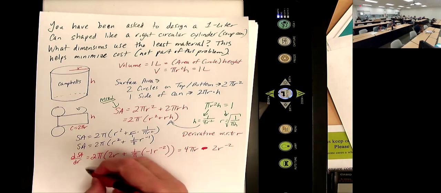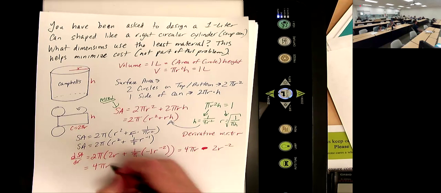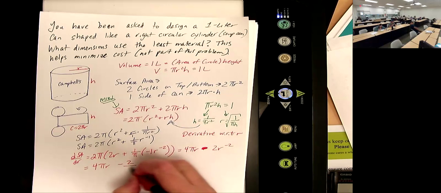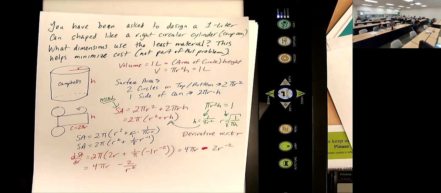And that's not as helpful as seeing it as R squared on top. And since we're maximizing, minimizing, we set the first derivative to 0.